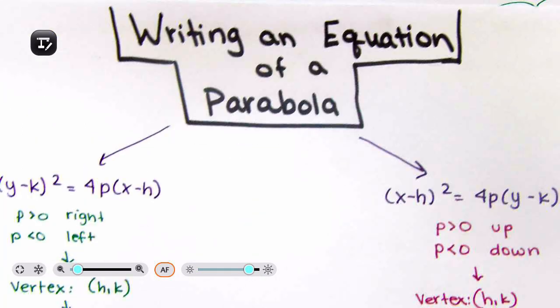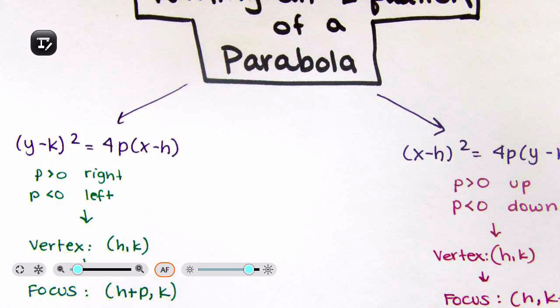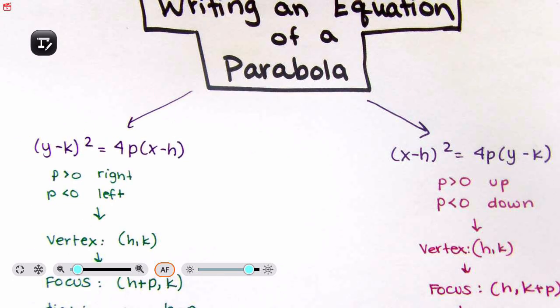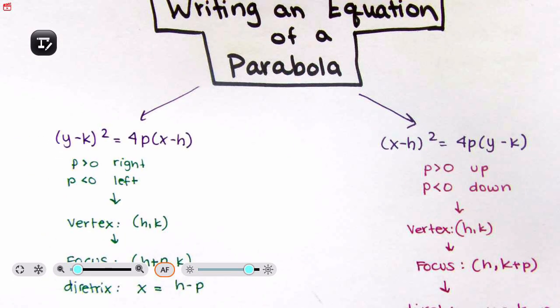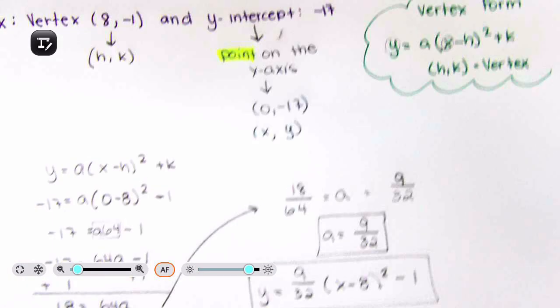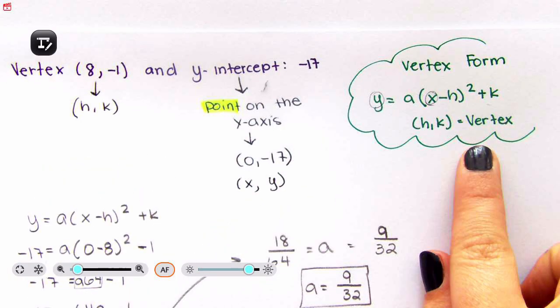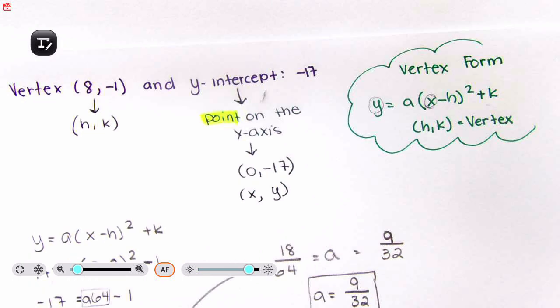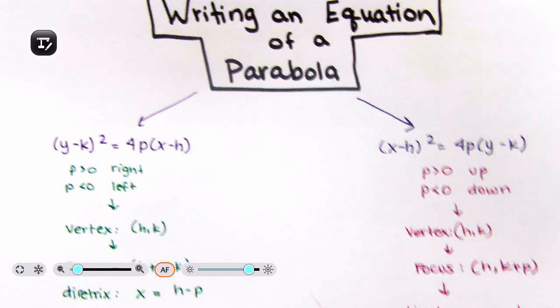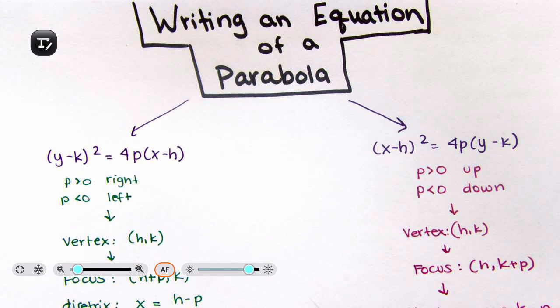Personal service announcement. We are calling these the standard form of a parabola equation. We're going to call this one the vertex form. And then in the previous video, we also called the general form, which was the expanded, when you multiply everything out.